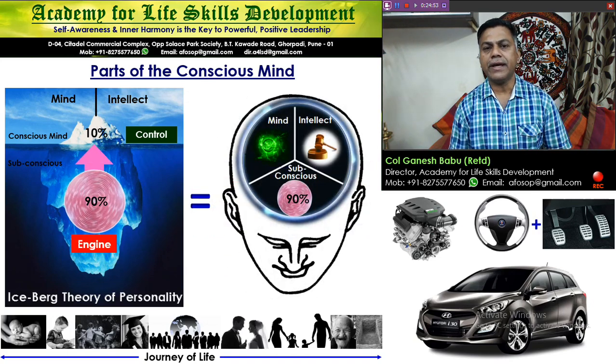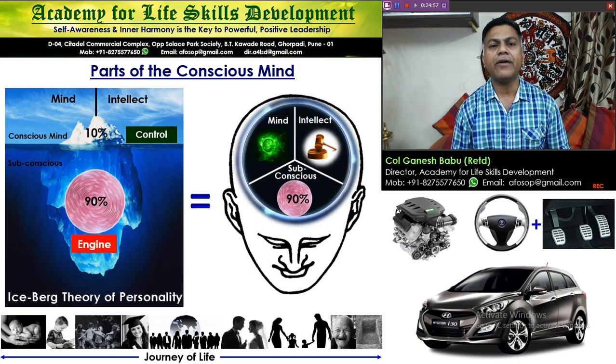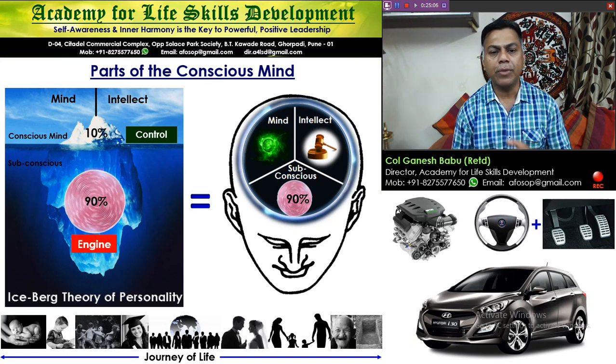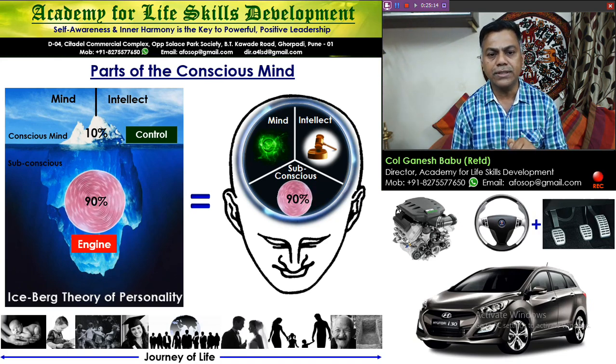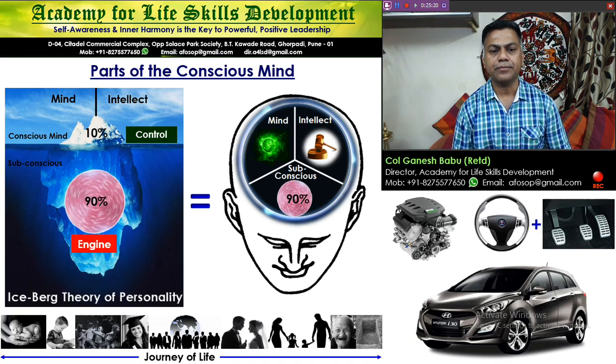Now, this is the way I equate. In fact, you would have seen this photograph many times. This is the way I was trying to represent it. You have the mind and the intellect, which are part of the conscious brain, and then you have the 90% subconscious, where the power lies, as shown by the rotating engine. The engine is the 90% downwards, that is the subconscious. And the control, the steering, is the mind and the intellect. And they have a function. I'll tell you what that function is.